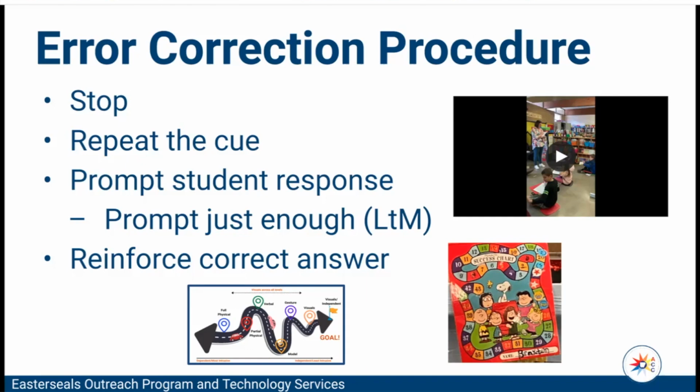What you don't see in the video is that she did go on to reinforce the student, and if it hadn't worked, she could have done the same thing. She would have stopped, she would have repeated the cue and prompted just enough. The next prompt would be a model, so she could have demonstrated how to form that letter on her board while the student watched her. And that reinforcement is so important.